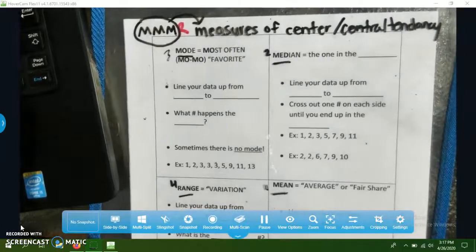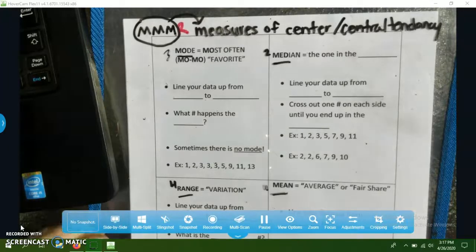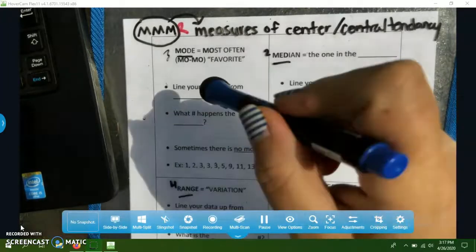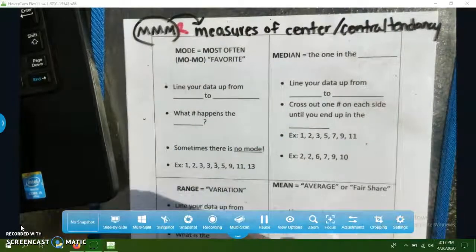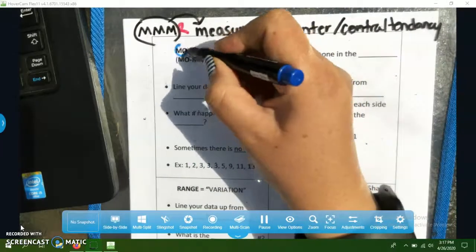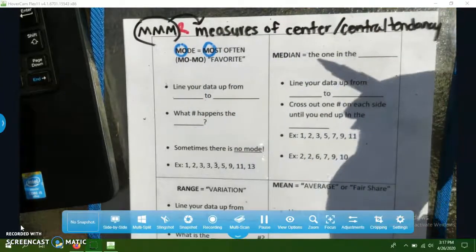First up is going to be mode. Mode is probably the easiest one to calculate, and the mode often gets nicknamed the Momo because the mode occurs the most often. It's also kind of known as the favorite of our data.